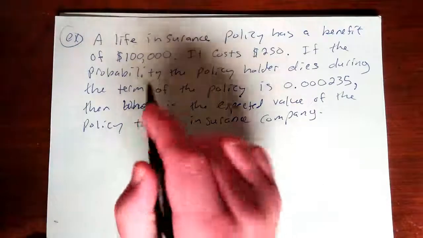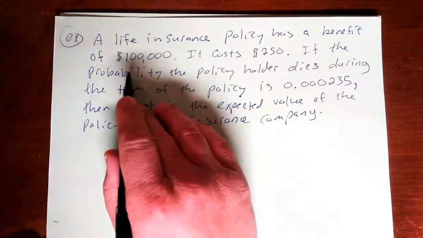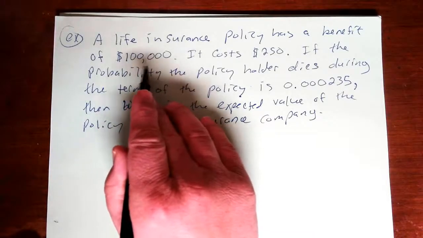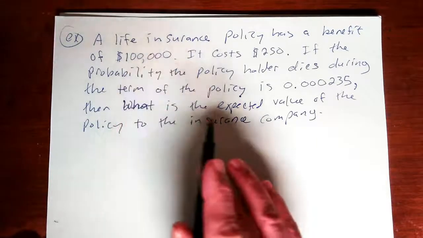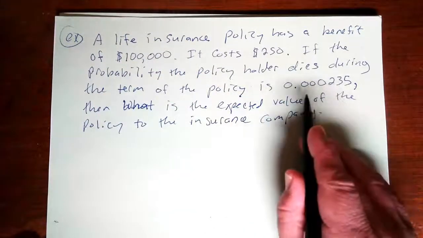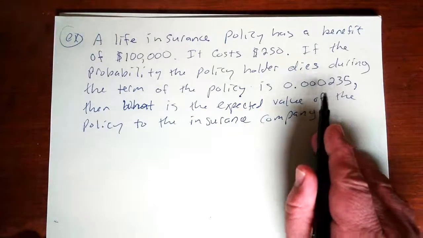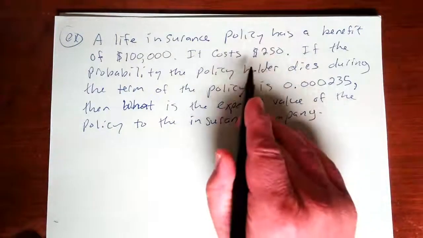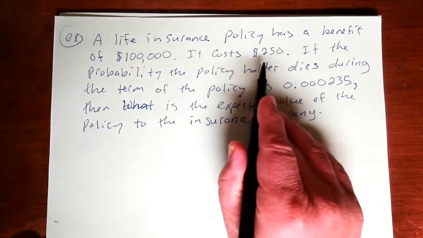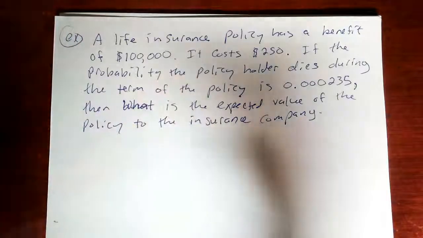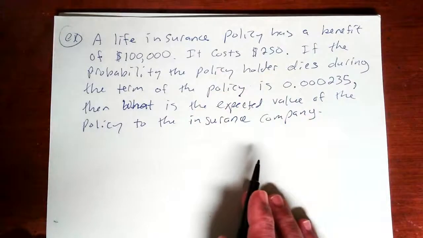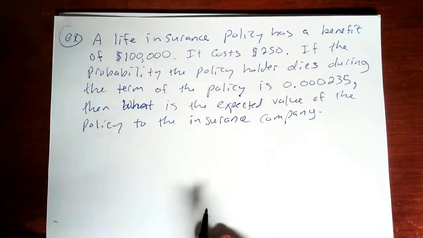The idea here is the insurance company is either going to have to pay out this really large benefit if the policyholder dies, and there's only a very small chance of that happening. It's much, much more probable that the insurance company is going to earn $250 from the policy. So when we balance these two things out, we want to know what is the expected value of this policy to the insurance company.